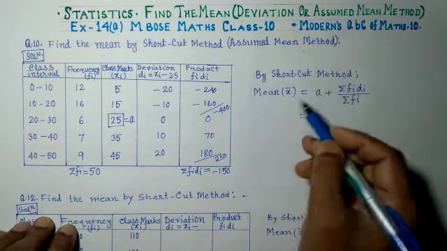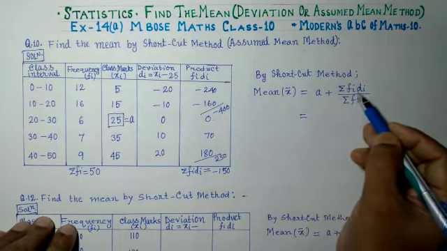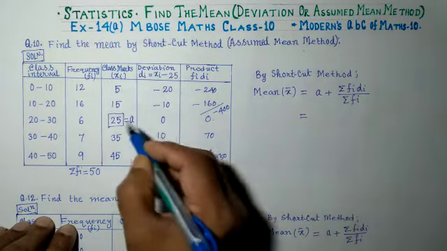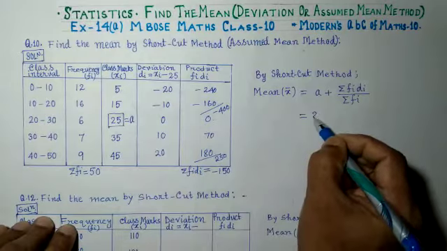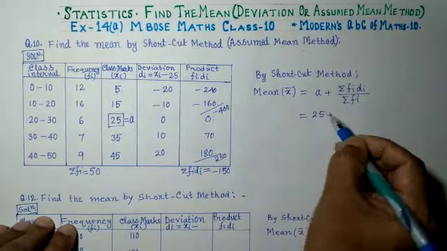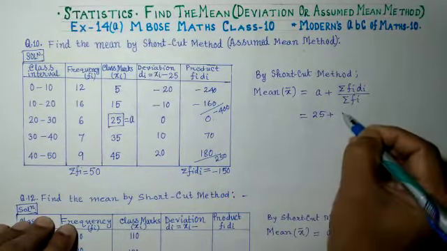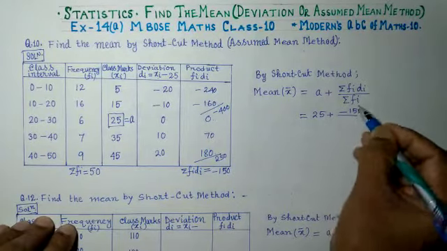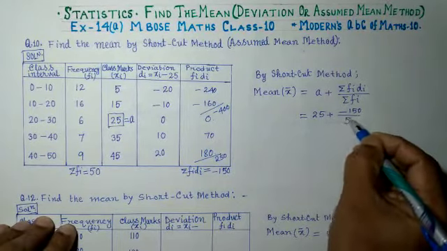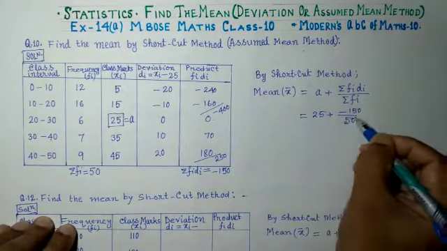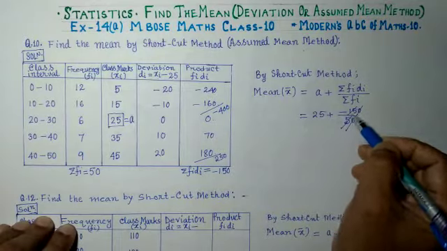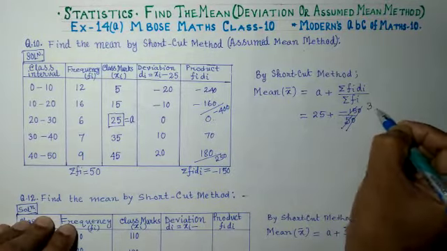See, by the shortcut method, this is the formula: a plus sigma fi di by sigma fi. Put the value of a here. A is 25, so here is 25 plus the value of sigma fi di, minus 150. We have already calculated it, and sigma fi is 50. Here the 0 and 0 we can cancel. 5 and 15, if we cancel, it is 3. We can write here 3.